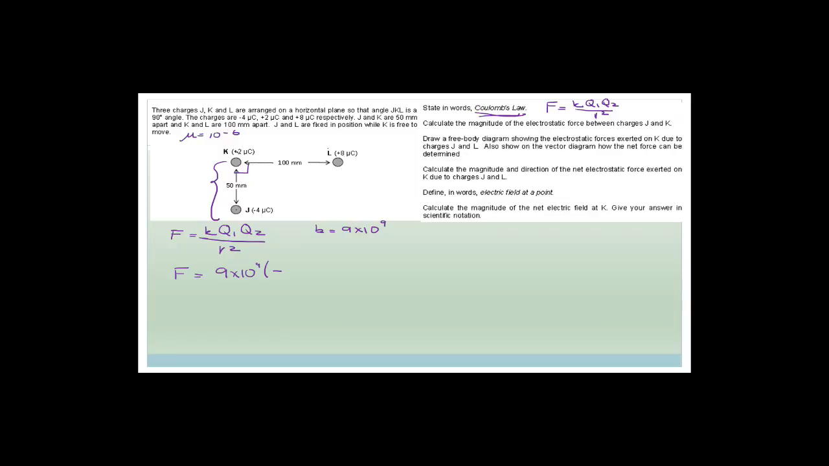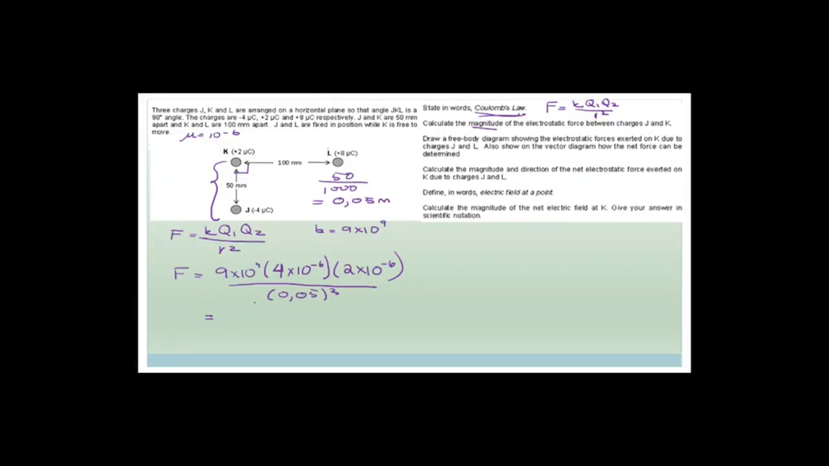In this case, it's attraction because they're oppositely charged, but they didn't ask for that. They asked for just the magnitude. So therefore, it's just 4 times 10 to the negative 6 multiplied by 2 times 10 to the negative 6, all over R, which is the distance between them. But now listen, the distance has to be in meters. So we have to take our 50 millimeters and divide by 1,000. So it becomes 0.05 meters, all squared.